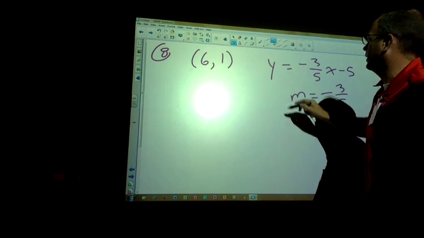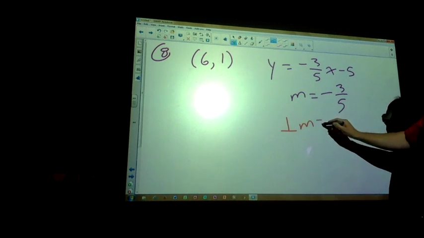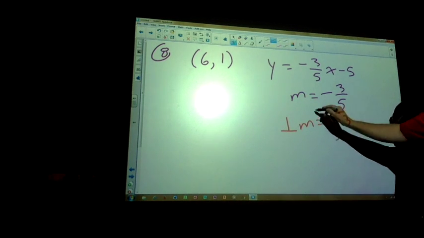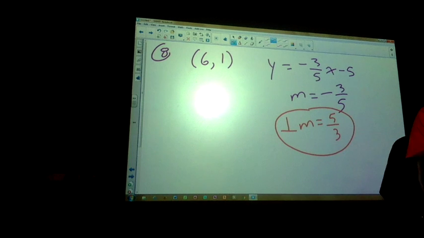-3/5. So the perpendicular slope is what? 5/3. Agree? So that's the slope I want to use. Agree?